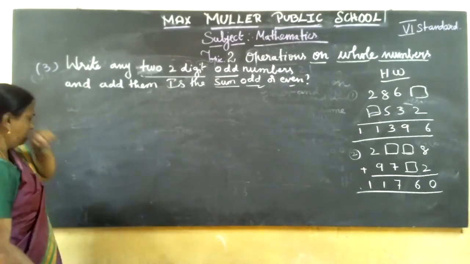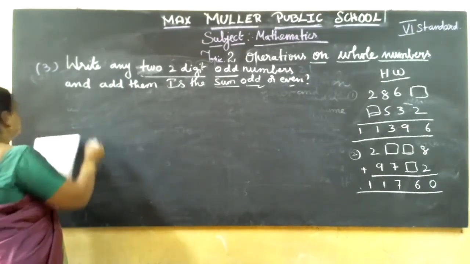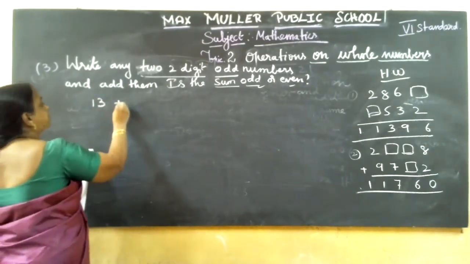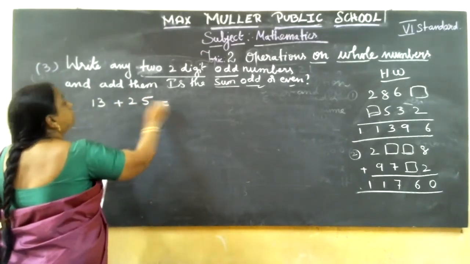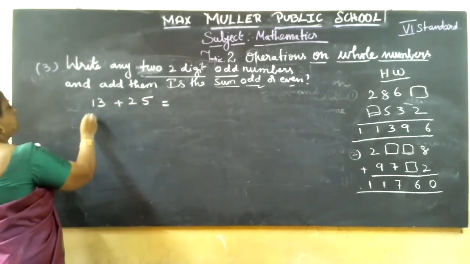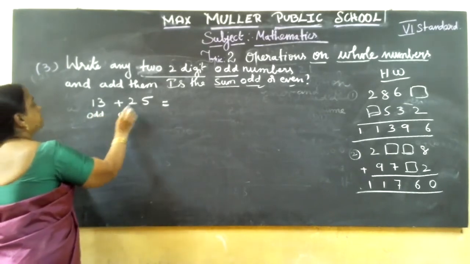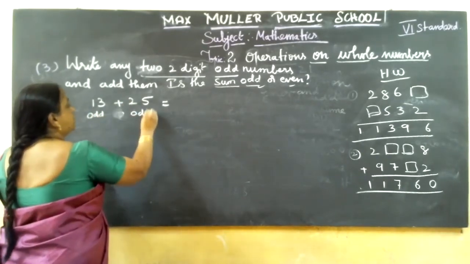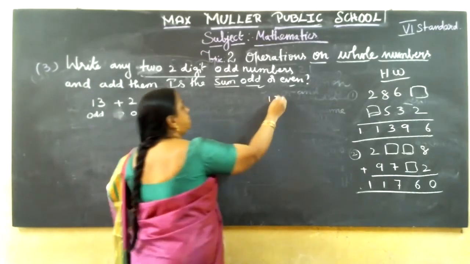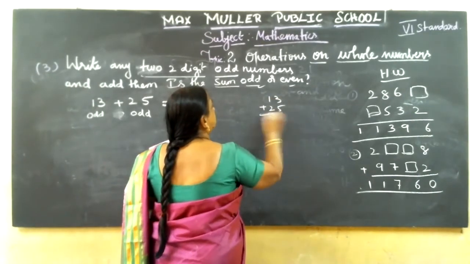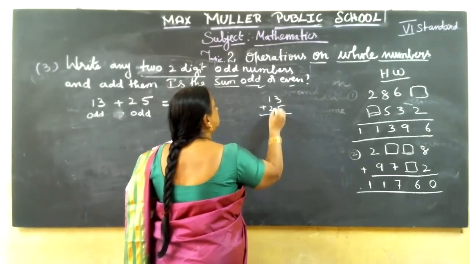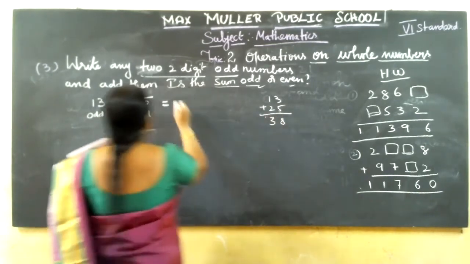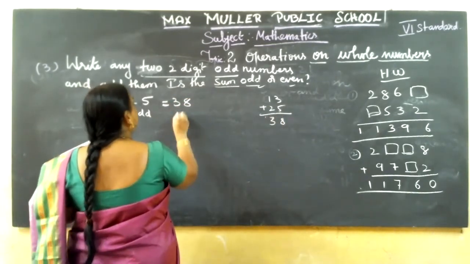So we'll take here 13, an odd number, and 25, also an odd number. If you add here odd number plus odd number, what will you get? 13 plus 25: 5 plus 3 is 8, 1 plus 2 is 3. So 38. What kind of number is 38? Even number.